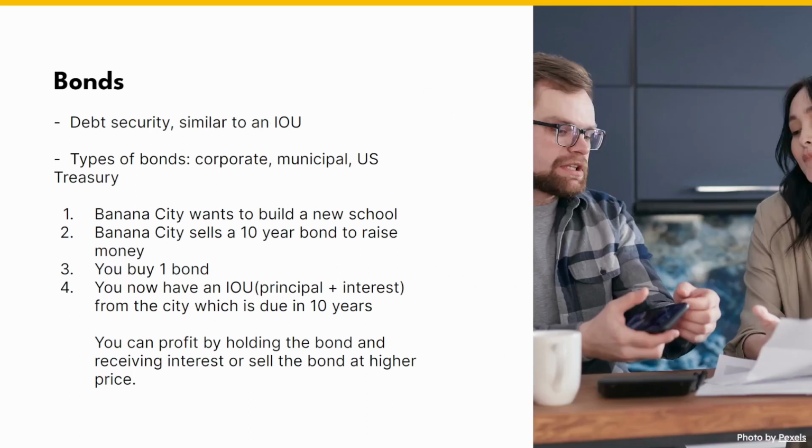Let's go to the next one, which is bonds. A bond is a debt security. It's similar to an IOU. The different types of bonds include corporate, municipal, US, as well as treasury.